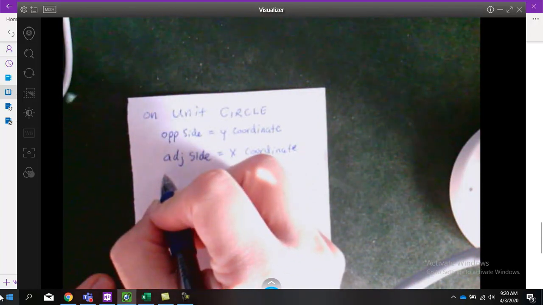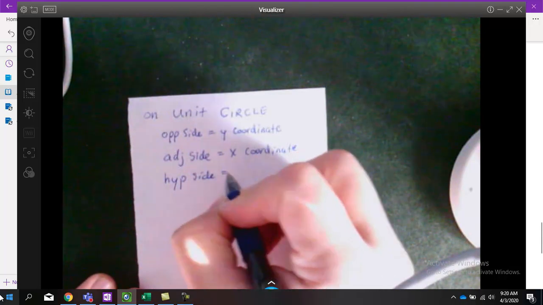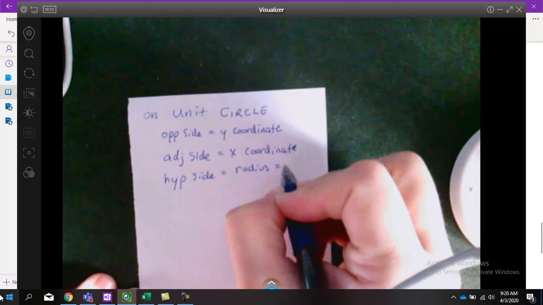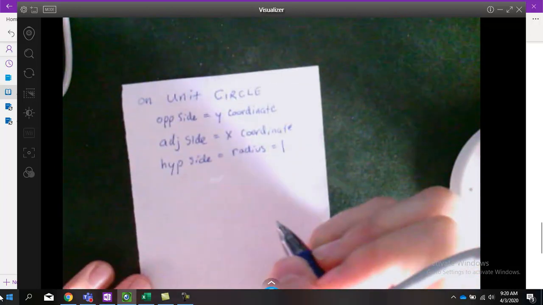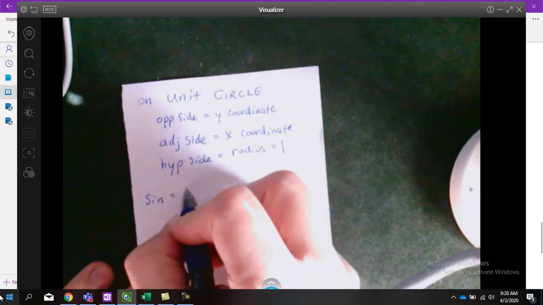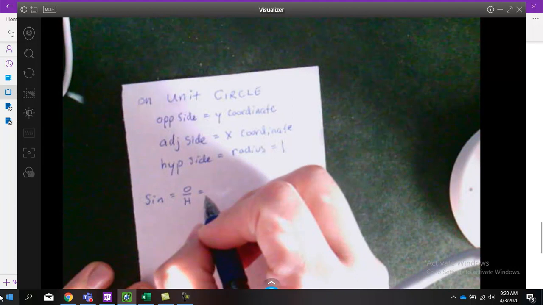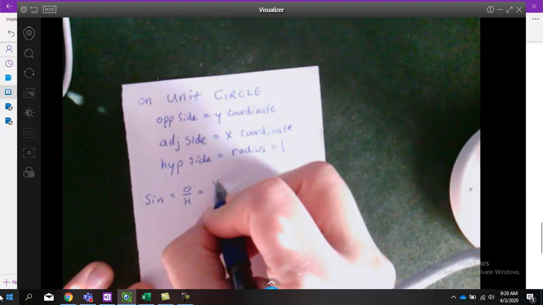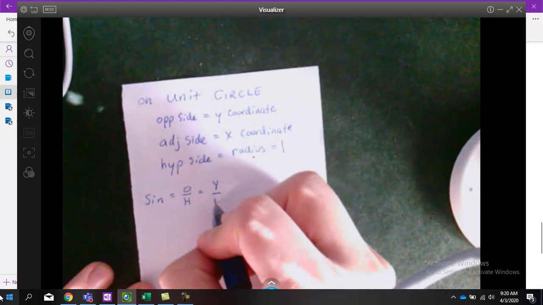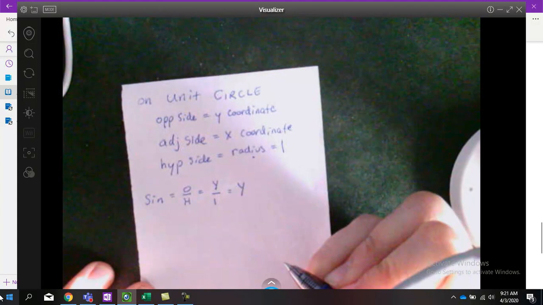The hypotenuse side of the triangle is equal to the radius, which is always equal to 1. So when we define sine as the opposite over the hypotenuse, a new definition for that would be the y coordinate divided by the radius, which is 1. Well, anything divided by 1 is itself, so it's y.